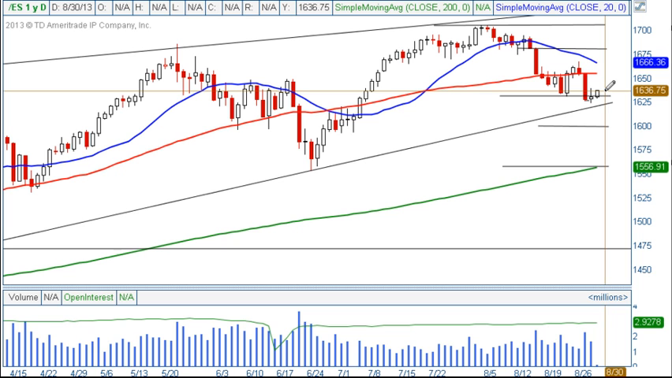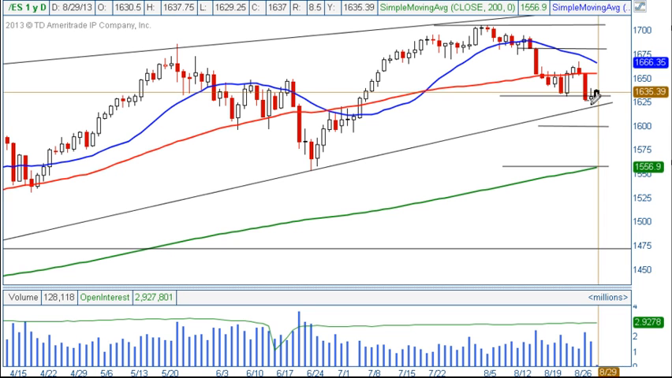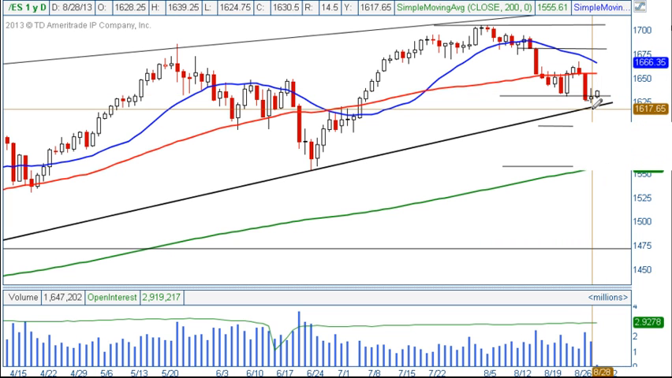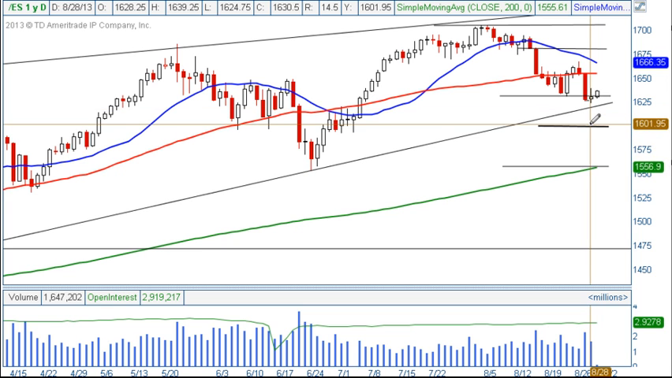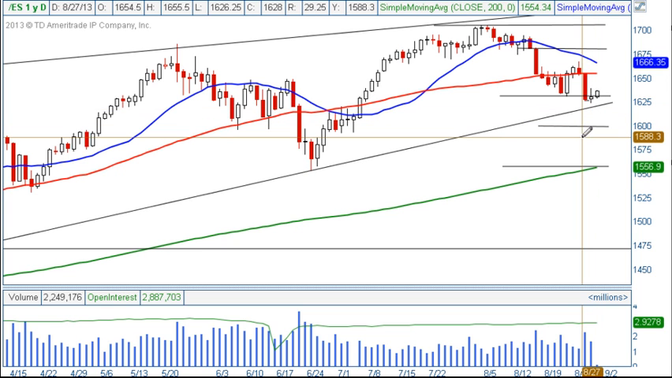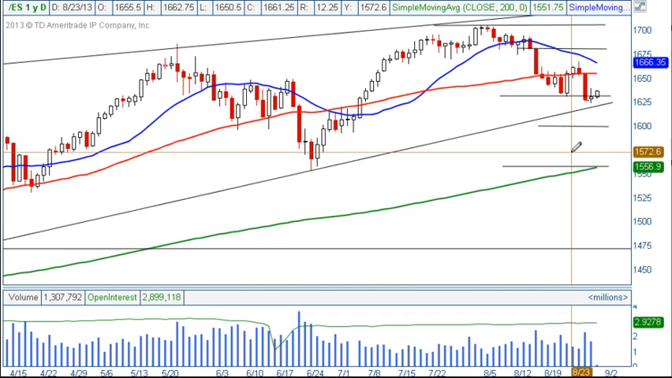I've got these levels listed. There's a lot of support right around 1616, but below that, call it just 1600, and then 1555, 1560. Those are your key major support levels on the chart, and I think it's important to note where those levels are.